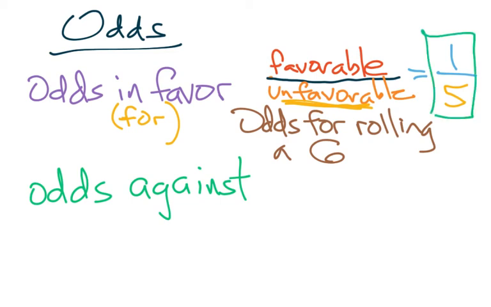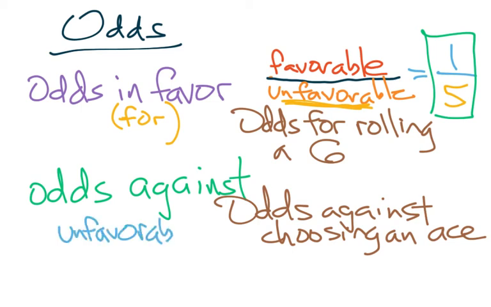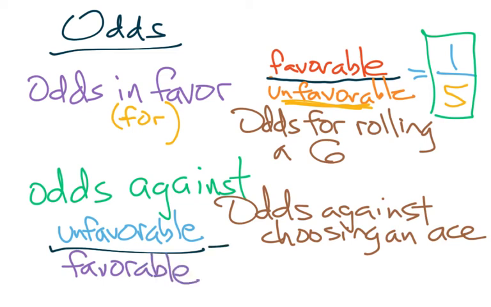So odds against just works in the exact opposite way. Instead of putting favorable on top, we're going to put unfavorable on top. So what if I was thinking about the odds against choosing an ace from a deck of cards, a full deck? So again, if I'm going to go unfavorable over favorable, well, unfavorable, there's only 4 aces in the deck, and there's 52 cards, so unfavorable would be 48.